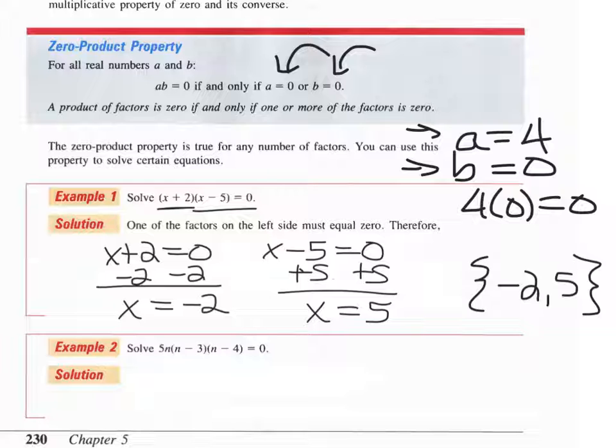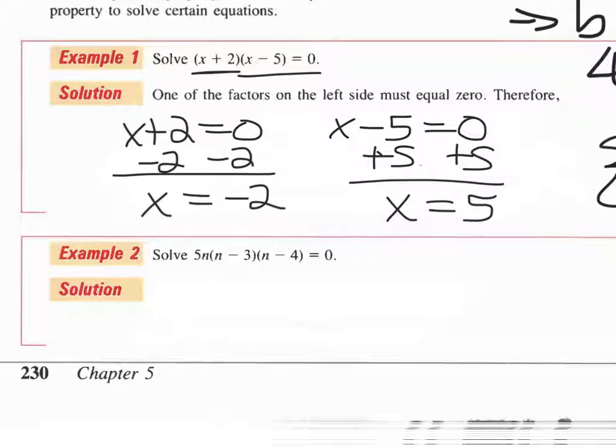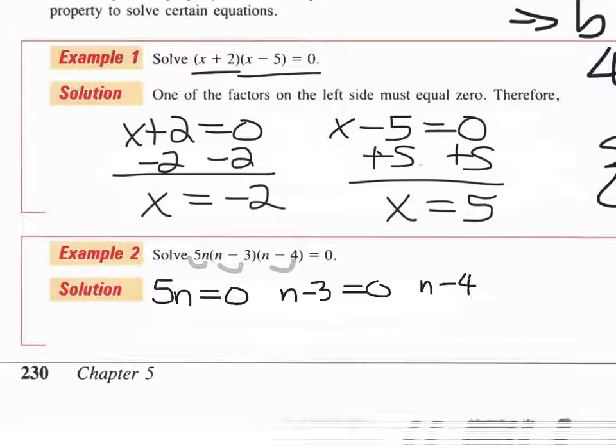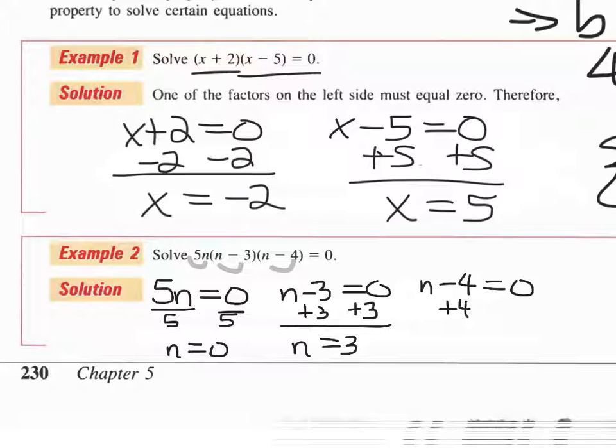Now notice my next example. It's already been factored for me. So again, I'm going to apply that zero product property. And I'm going to take each one of my factors and set them equal to 0. So first I'll do 5n equals 0, then n minus 3 equals 0, and then n minus 4 equals 0. I will solve each one of these. So I will divide by 5. 0 divided by 5 is just 0. Add 3. n equals 3. Add 4, and n equals 4.